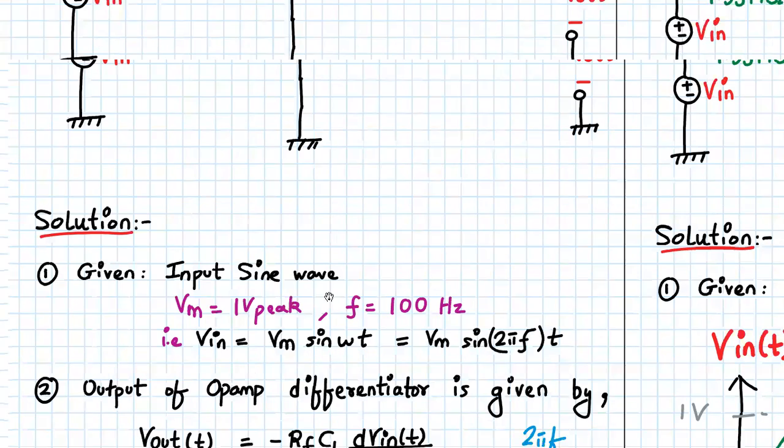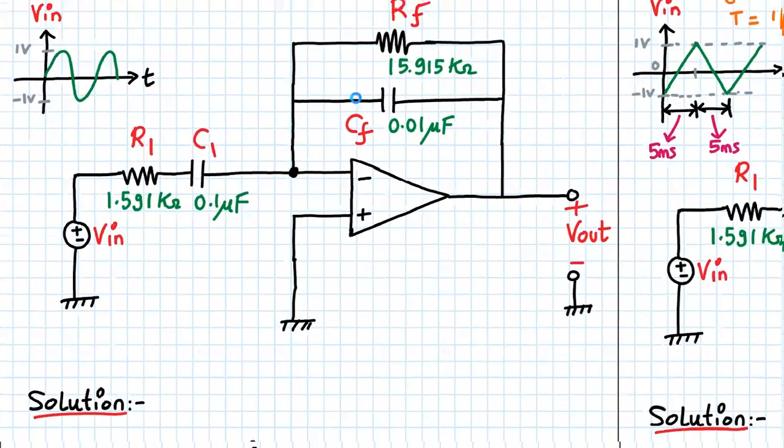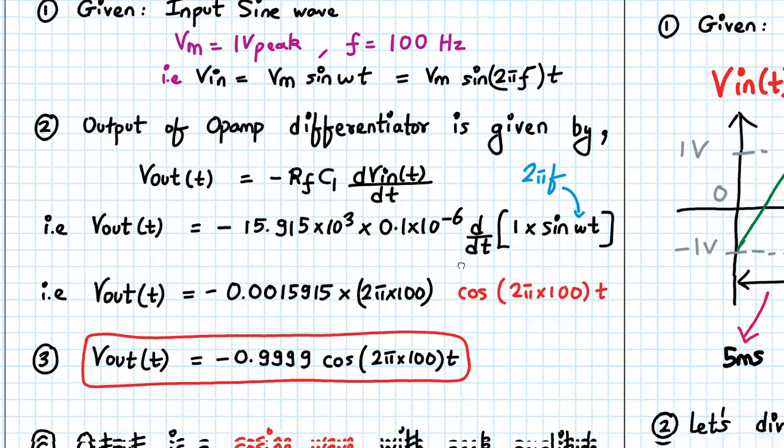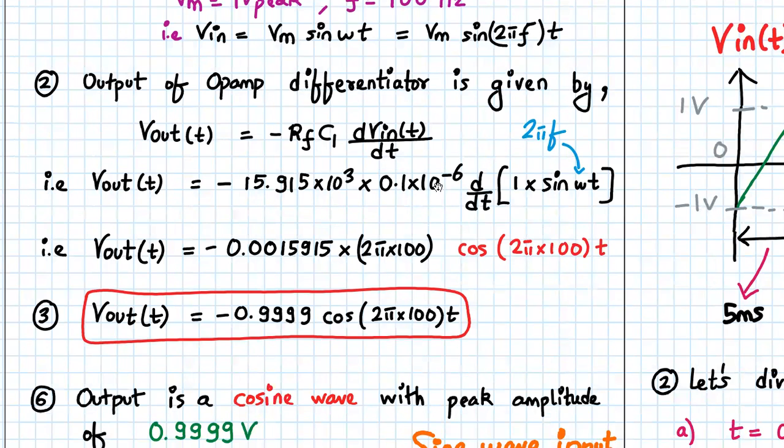The value of Rf is around 15.915 kilo ohms and C1 is 0.5 microfarad, and that will be constant. So d by dt of 1 because Vm is 1, sine omega t where omega is 2 pi f. So this number, if you multiply, that will come out to be 0.015915 into 2 pi into 100. So that's the value which is coming from here.